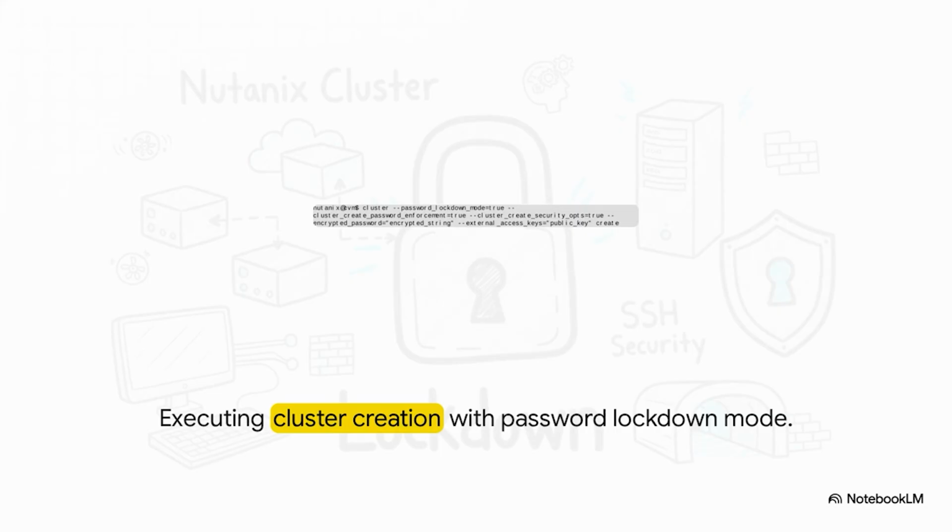What's really interesting here is seeing the syntax required to enforce password lockdown mode right at the inception of the cluster without locking yourself out entirely. Notice the specific flag used here. --password_lockdown mode equals true. When you use this alongside your standard cluster creation commands, you're deliberately telling AOS to restrict password-based SSH access to just the Nutanix and admin accounts right out of the gate. This secures the environment while keeping the mechanism open just enough for you to inject a public key.